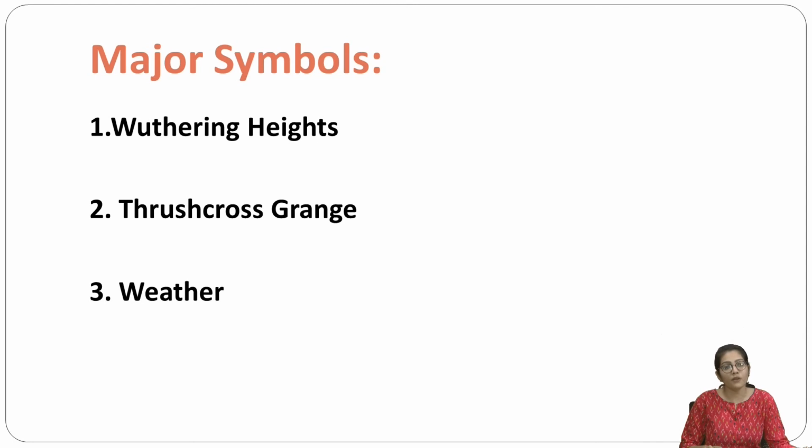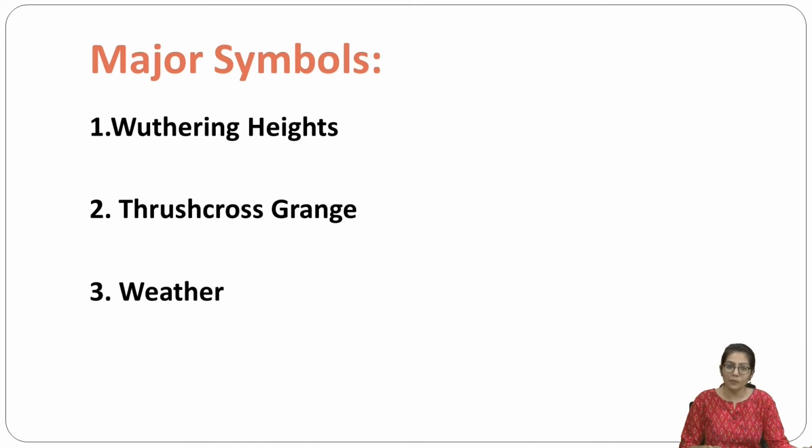The second symbol is of Thrushcross Grange. The house was owned by the Lintons and then inhabited by Lockwood. It is a symbol of tamed, refined, civilized culture. Even when Heathcliff owns it, he chooses to rent it rather than live in it, for its formality does not suit the likes of him. In contrast to Wuthering Heights, the Grange stands for manners and civility. It is an outpost of education and urbanity in the midst of the wildness of the northern English moors.